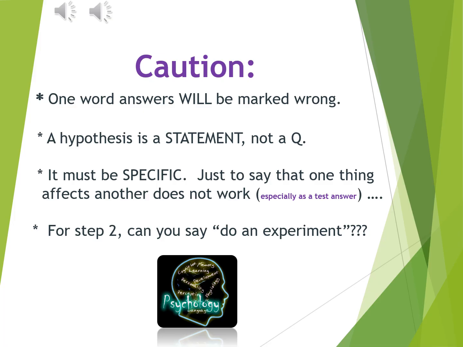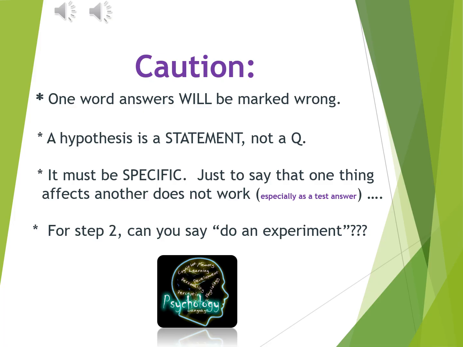But here's a question for you. For step 2, we said you do not have to put gather data or test hypothesis. What if a student puts do an experiment? Do you think they'll receive credit or not? Unfortunately, this student would be marked wrong, and very commonly on tests, 25%, 30% of the class would get marked wrong on this particular step.